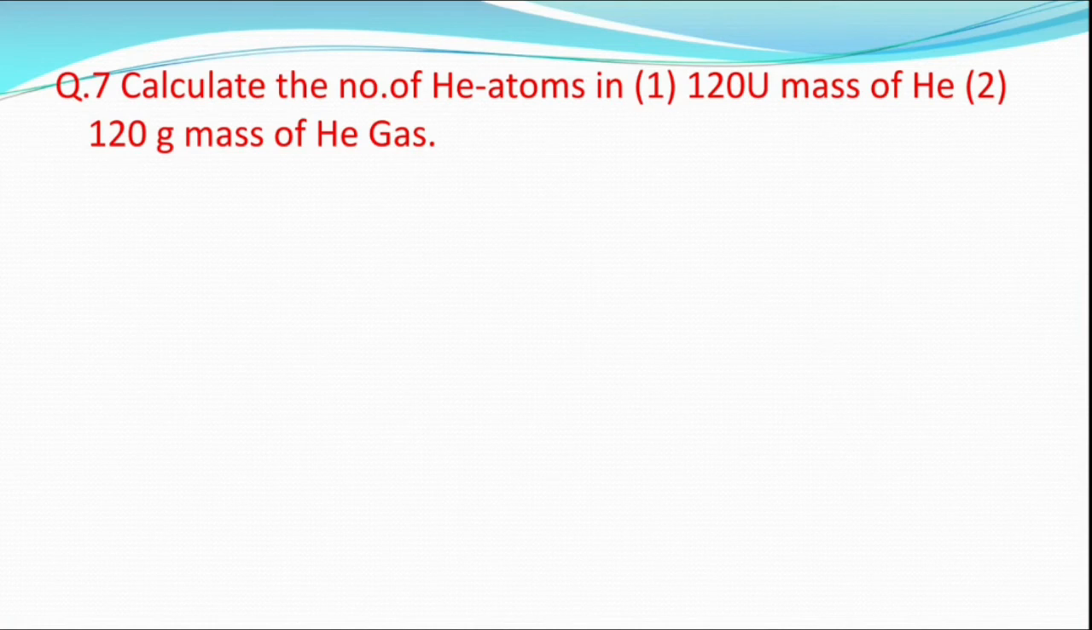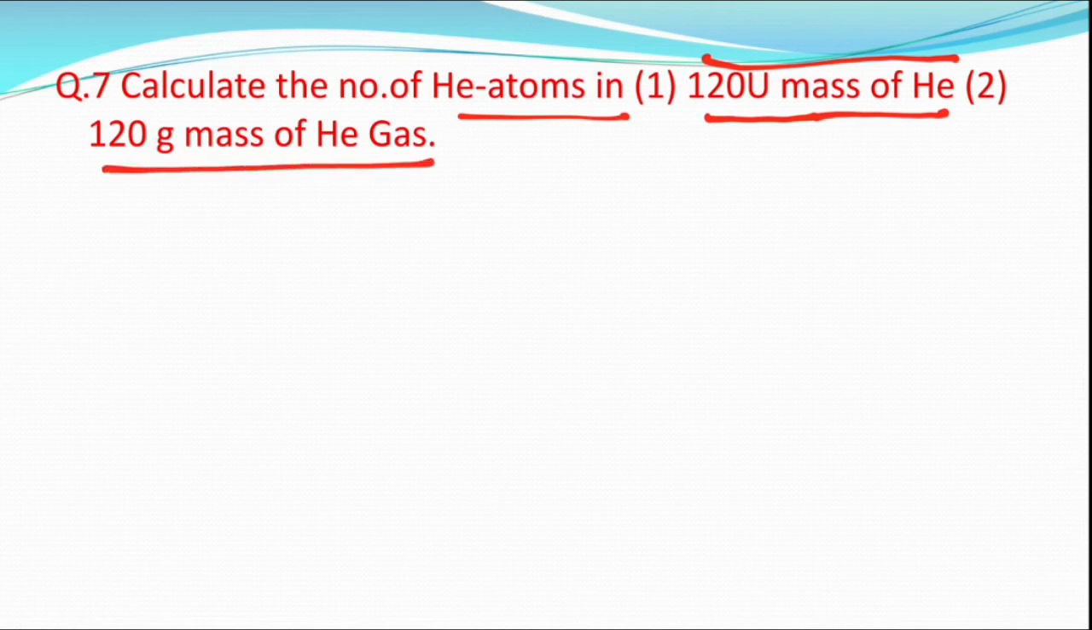Then let's see question number 7. Calculate the number of helium atoms in 120 U mass of helium. Now this is the atomic mass, not the molar mass, and the second question is 120 gram mass of helium. Okay, so let's solve the first one.